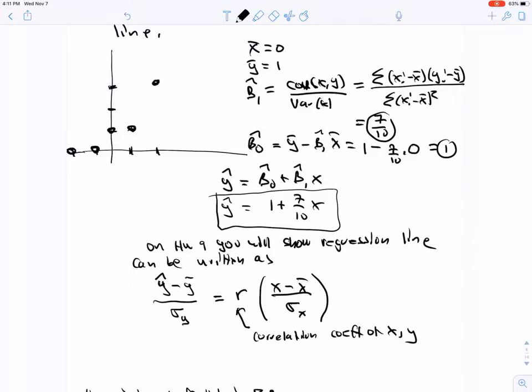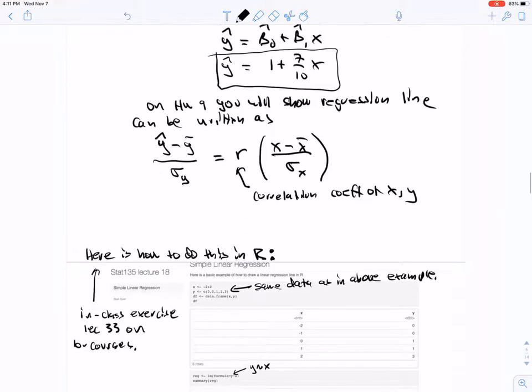So in the homework, you'll see another formula for the regression line that's given by normalizing y hat and x, and involves the correlation coefficient of xy. So you'll explore this in the homework.